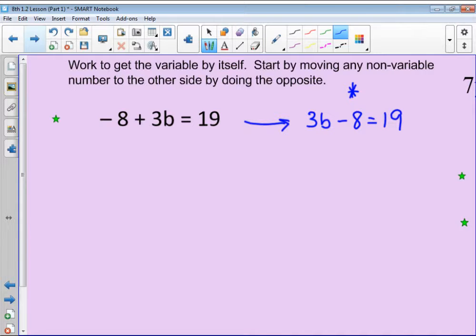Okay, so if I go through and solve, looking at this, our first step is we're going to move any non-variable number to the other side. So I'll go ahead and work it off of the one that we originally had. So non-variable. Here it's a variable.